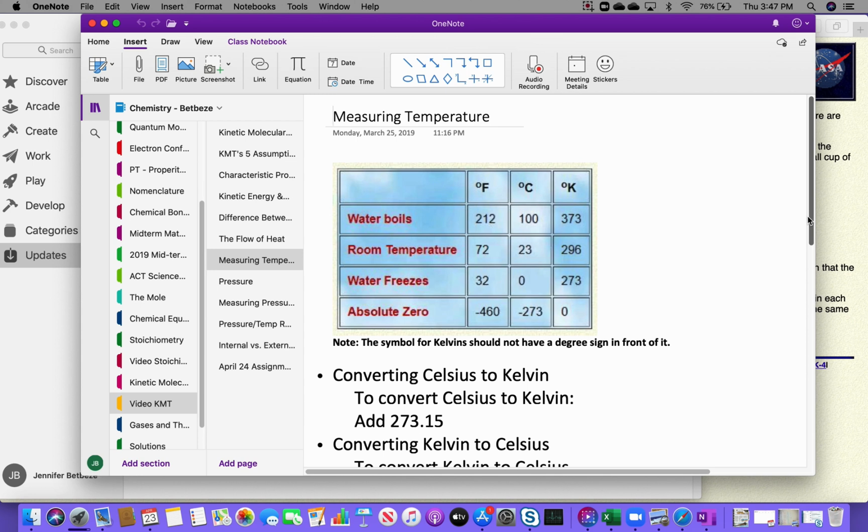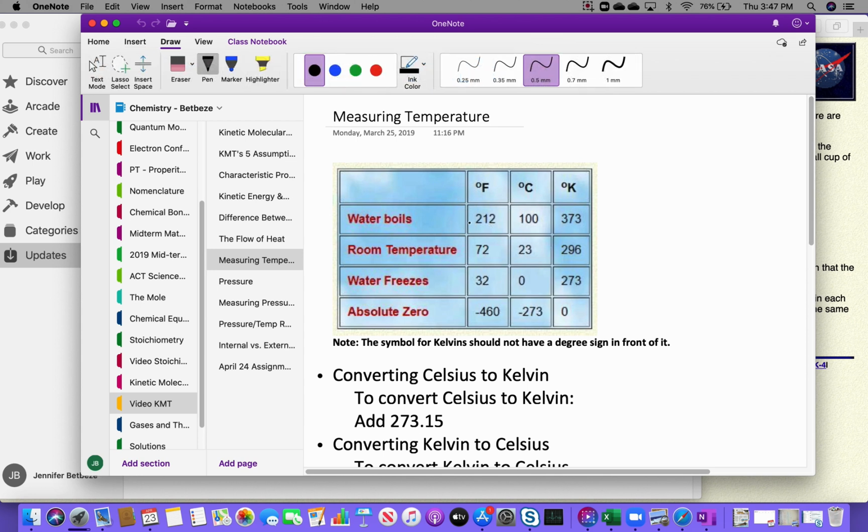Now, I do want to point out to you in this graphic that you have here in your notes that this, make sure this is working, this sign here, that little degree sign next to the Kelvin, should not be there. We do not say, and we do not write, degrees Kelvin. We just simply say kelvins, and the symbol for it is a capital K. And so what you are responsible for in chemistry class is understanding the Kelvin scale and understanding the degrees Celsius scale.